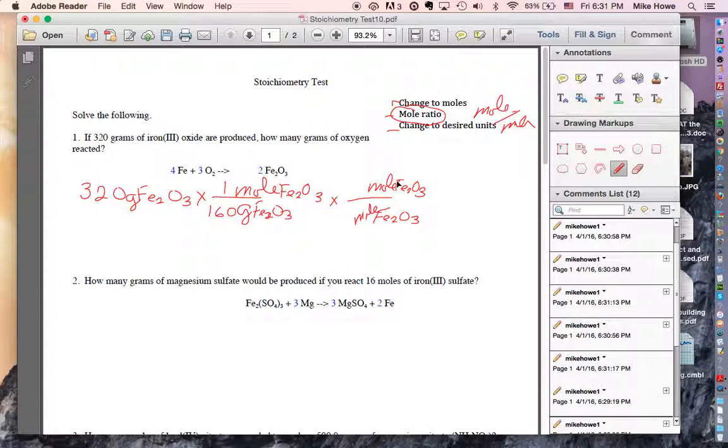Oh, shoot. Now I made a mistake. Let me erase this. And that's moles of O2, because that's what you're looking for, moles of O2. So how many grams of oxygen? So it turns out in this equation that there are 3 moles of oxygen. See that 3 right there? For every 4 moles of iron. So we'd put a 3 over a 4.